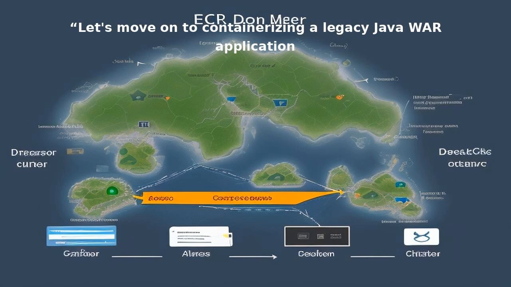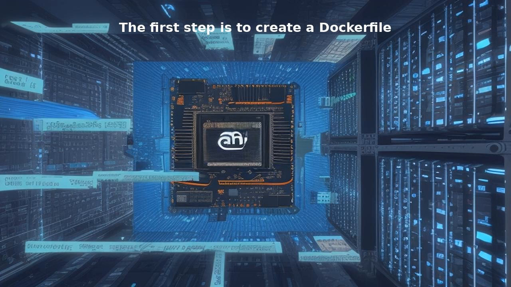And that's it. You've now successfully containerized a legacy Java war application using Docker and deployed it to AWS ECS. The same approach can be used to containerize and deploy other applications as well. So, Docker and AWS ECS together provide a powerful tool for managing your applications.